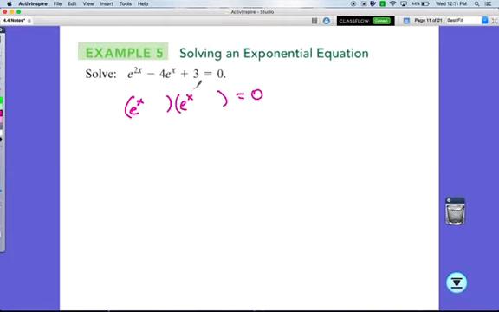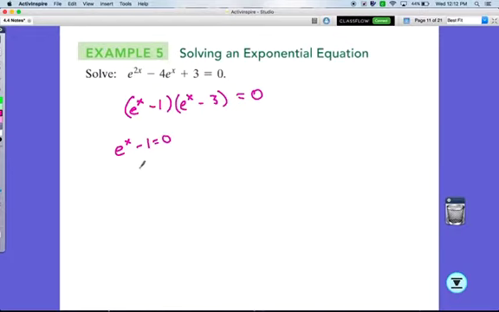To factor like a quadratic, we need what multiplies to give me 3 and adds together to give me negative 4. Turns out that's going to be a negative 1 and a negative 3. Negative 1 times negative 3 is positive 3. Negative 1 plus the negative 3 gives me the negative 4. So it's going to factor out like a quadratic. You just have e to the x in both spots. And then you'll set each parentheses equal to 0.